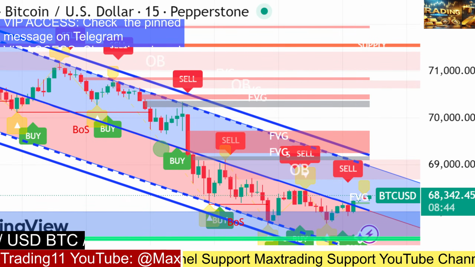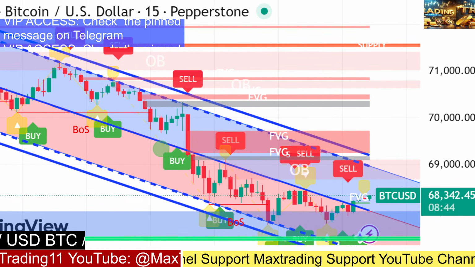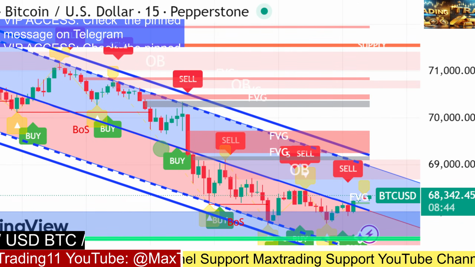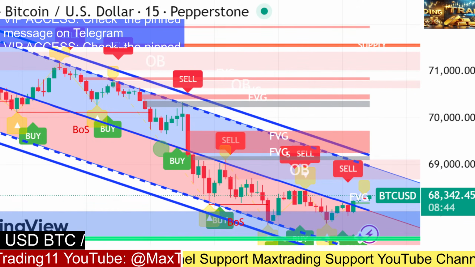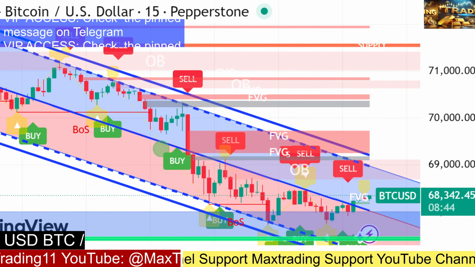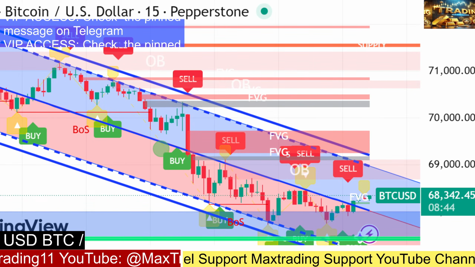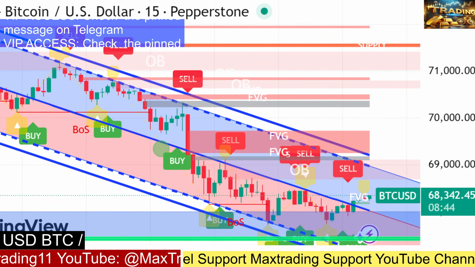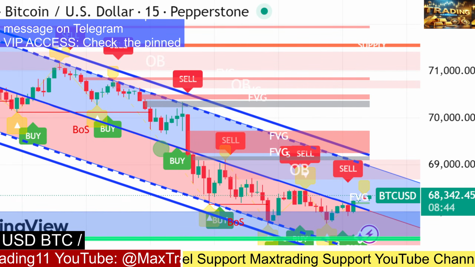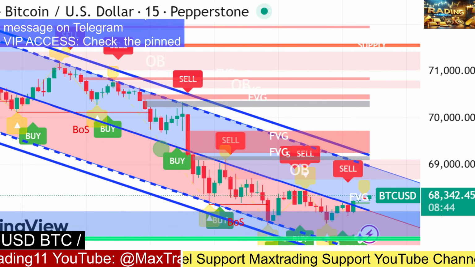C. Integrating with other tools. Volume profile: confirms strength of reactions near bands. Fibonacci retracements: add further precision to entries. RSI or MACD divergences: secondary filters for reversals.